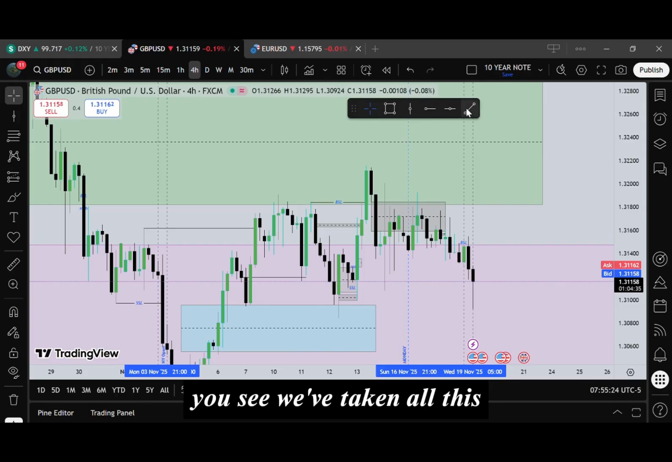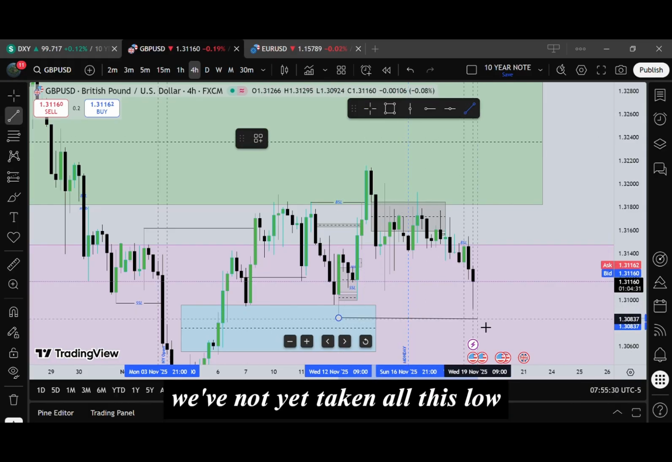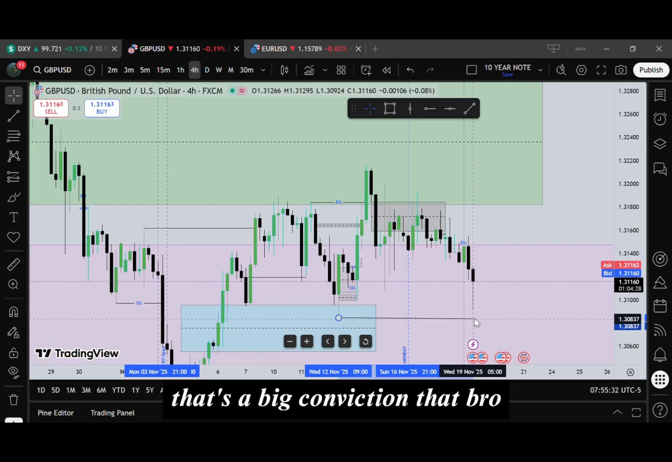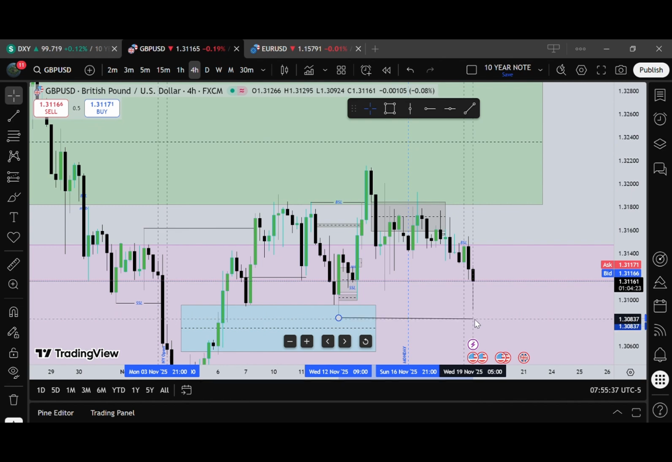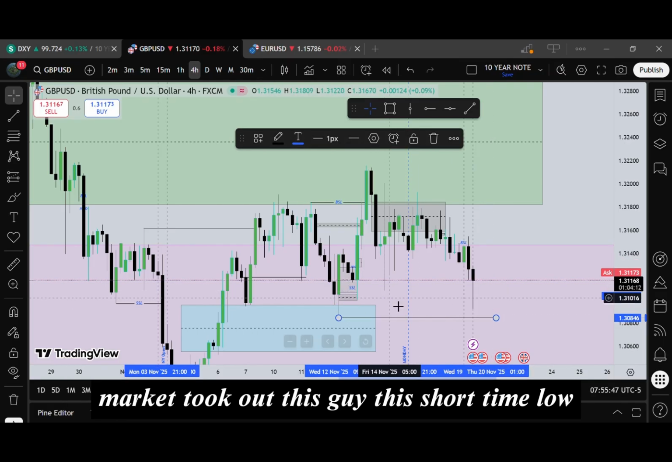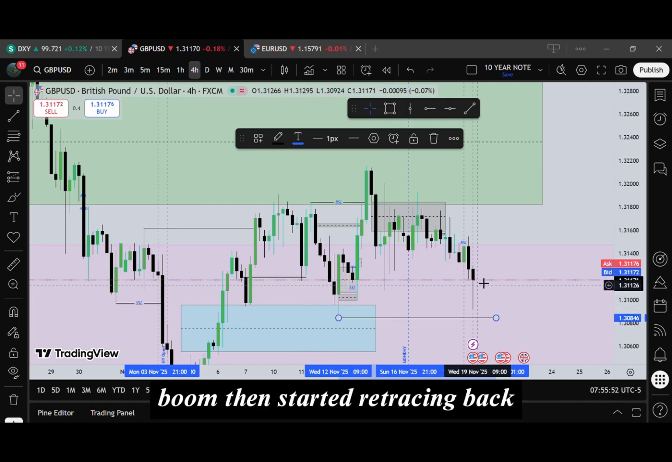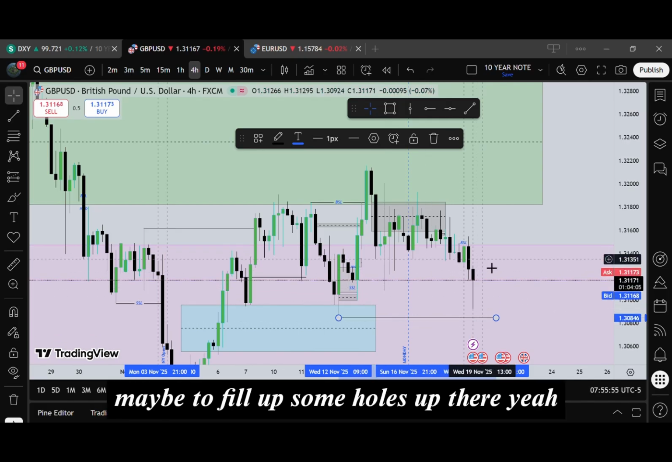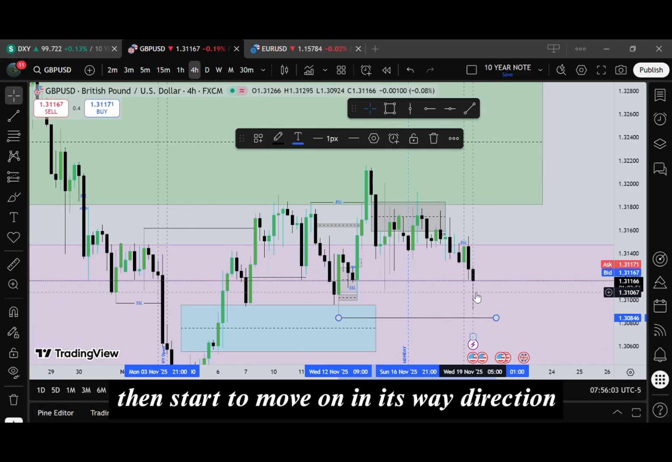You see, we've taken out this low here. No, we've not yet taken out this low. That's a big confusion that, bro, we are going low on this. That's a big confusion that we are going low. Market took out this guy, this short time low. Boom. Then started retracing back, maybe to fill up some holes up there. Yeah, some fair value gap or something, I don't know. To fill it up, then start to move on in its way direction.